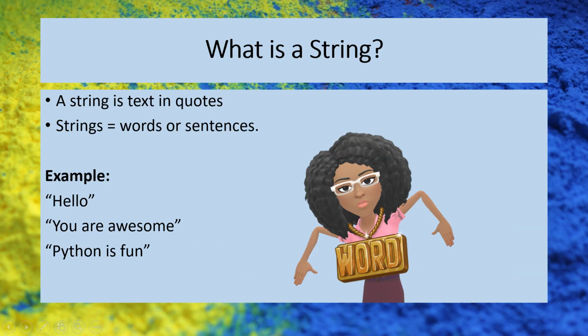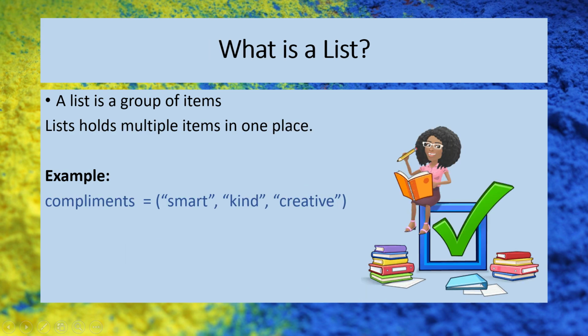What is a string? A string is text in quotes. Strings equal words or sentences. Here are some examples. Hello, you are awesome, and Python is fun. What is a list? A list is a group of items. Lists hold multiple items in one place. Here's an example of a list in Python.